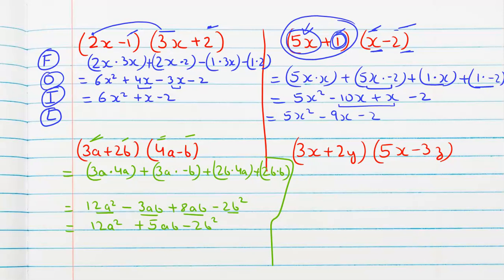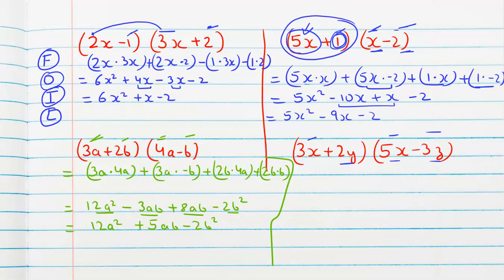So try the last one yourself using the FOIL method. FOIL is nothing but multiply this one with this and this, and then 2y will multiply with 5x and -3z. So pause the video and try it yourself, and then play the video to see the answer.